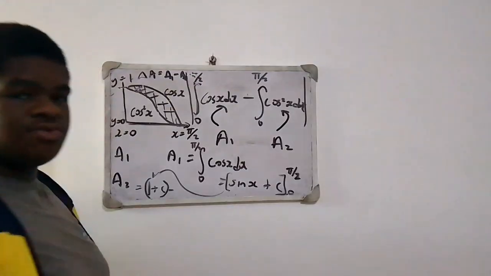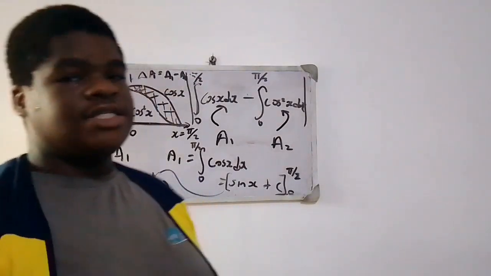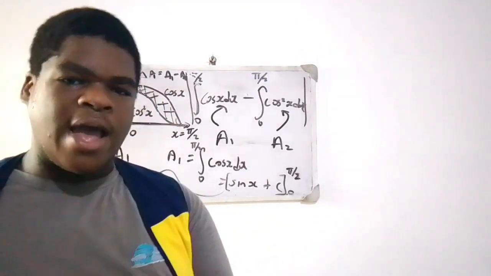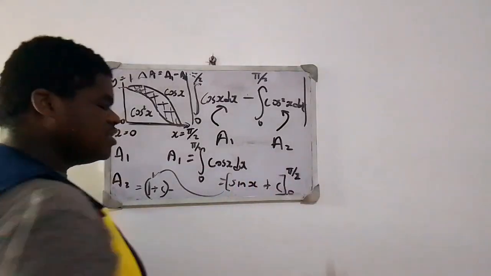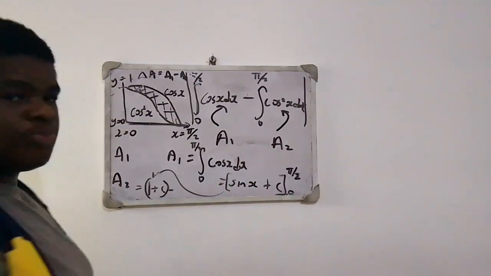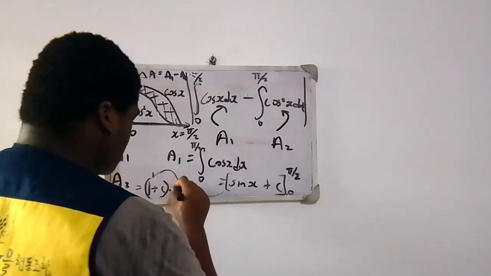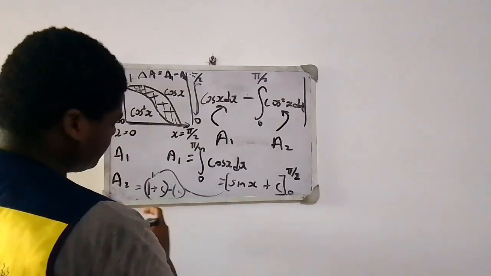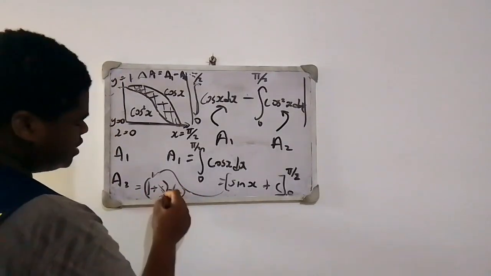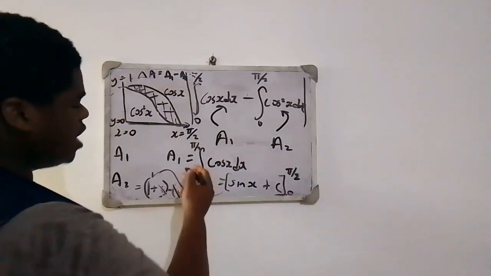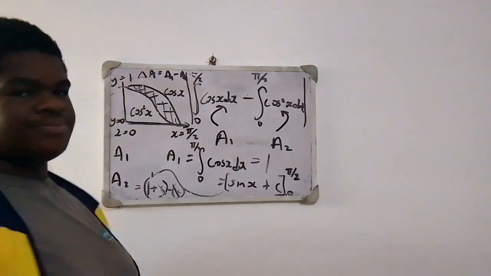Then you plug in sin 0. Sin 0 is equal to what? 0. 0 radians equal to 0 degrees. So sin 0 plus c is going to equal 0 plus c, which is equal to c. So you have 1 plus c minus c. So these c's will cancel out. So you just have a1 is equal to 1.